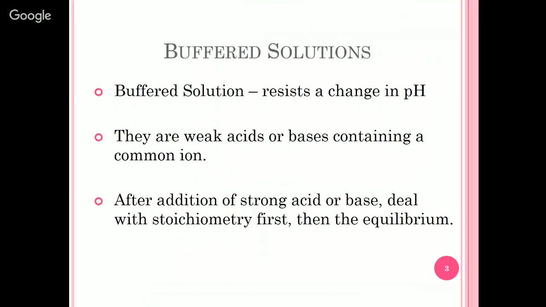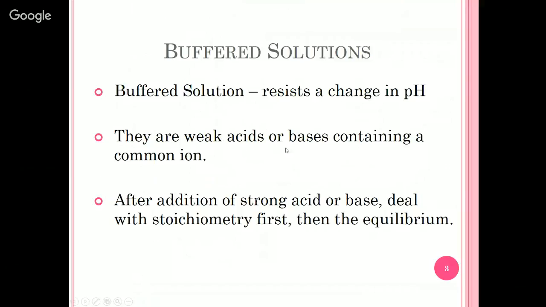So a buffered solution will resist a drastic change in pH. There will be a change in pH, but it will be a very small change. So you add strong acid, and the pH will only decrease by a small amount. If you add a strong base, the pH would only increase by a small amount.